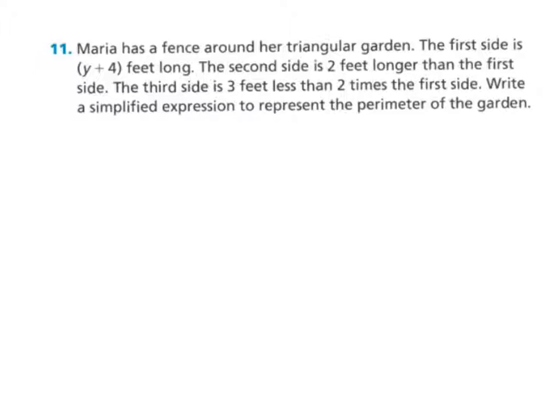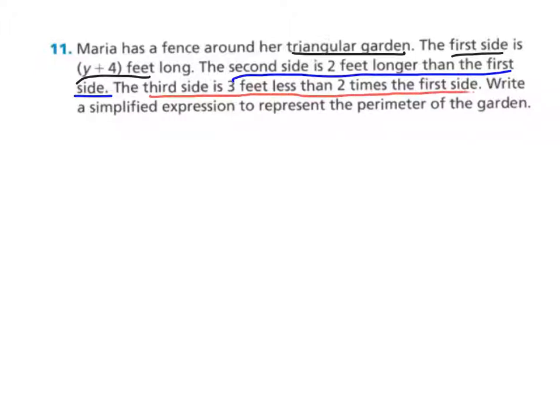Number 11, Maria has a fence around her triangular garden. Very unique. First side is y plus 4 feet long. Second side is 2 feet longer than the first side. And the third side is 3 feet less than 2 times the first side. Write a simplified expression to represent the perimeter of the garden.